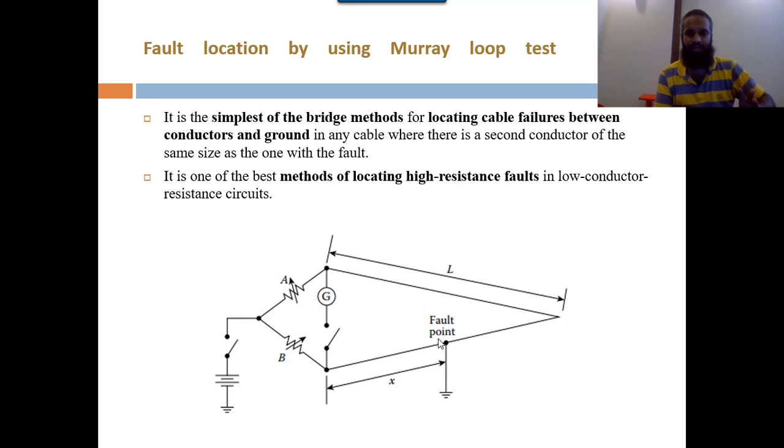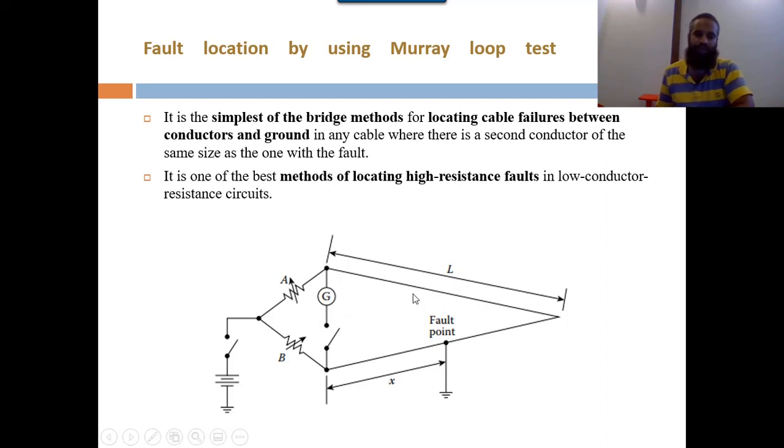The Murray loop test is a simple Wheatstone bridge, and by using this Wheatstone bridge we can detect the fault. As you know, in a Wheatstone bridge we usually connect four different resistances, and we try to balance all the resistances. The current between two resistances is always equal to zero if the bridge is balanced. But if the bridge is not balanced, then there must be an imbalance in the system.